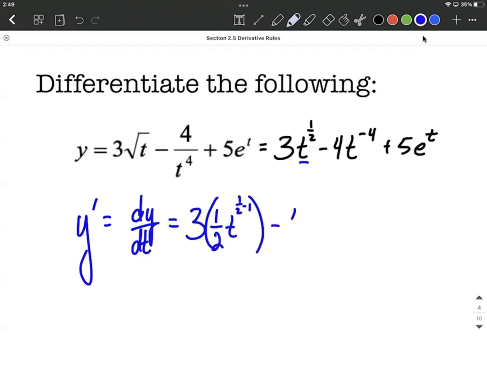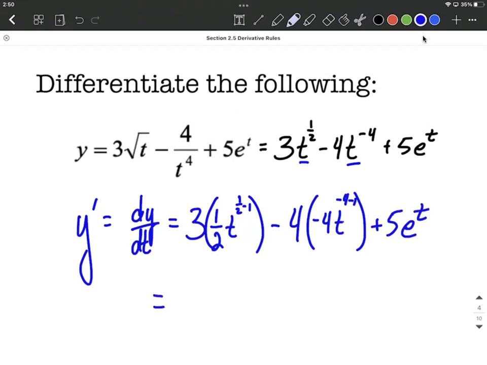Next up, we have minus 4 comes along. Then I want to take the derivative of t to the negative fourth. Again, this is the power rule where the exponent comes down and we reduce the exponent by 1. So negative 4 minus 1 more up in our new exponent. Plus constant comes along, that plus 5. Derivative of e to the t is just e to the t. All right, let's clean this up and get the best answer possible.